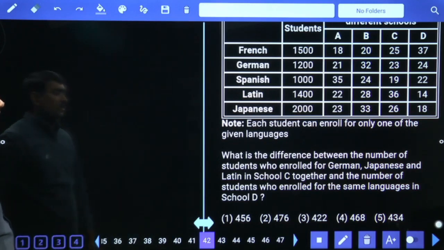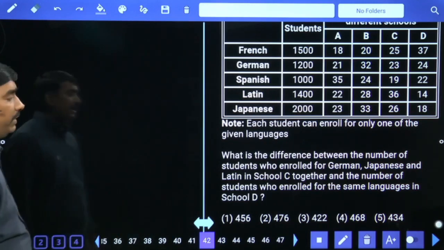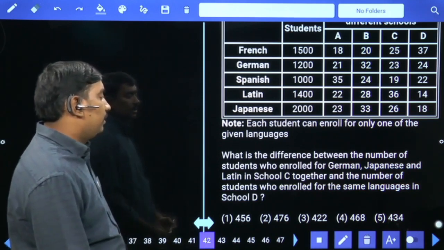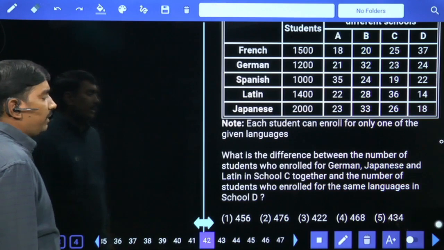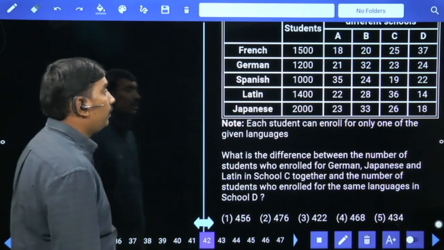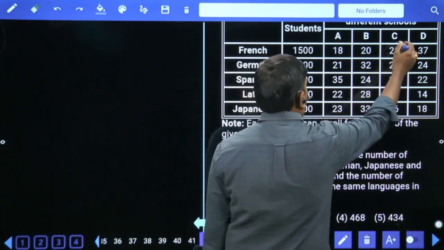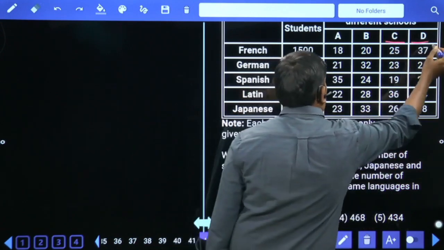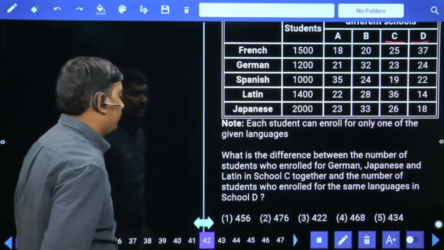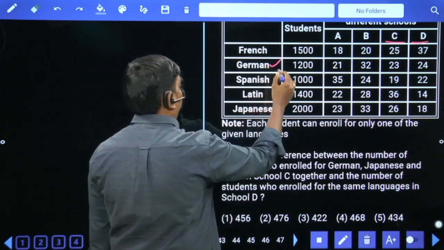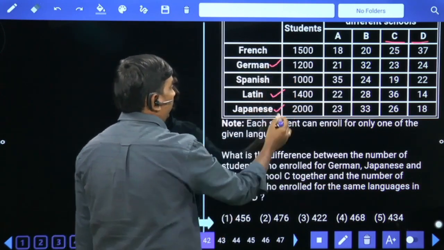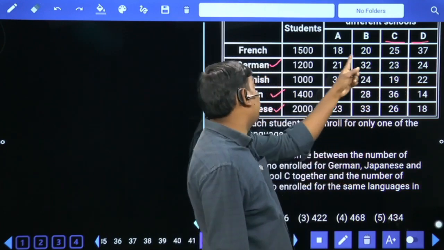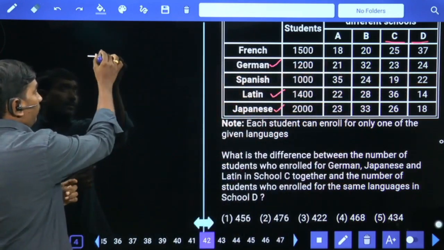What is the difference between number of students who enroll for German, Japanese and Latin in school C and number of students who enroll for the same languages in school D? School C, school D. Difference between German, Japanese, Latin. 23 minus 24 means minus 1% of 1200. Minus 12.